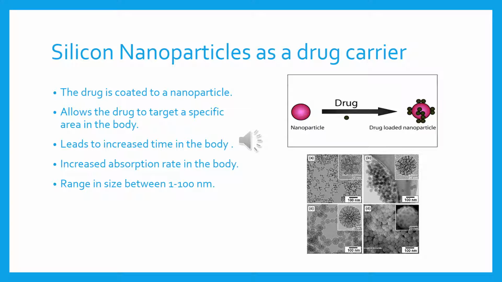Silicone particles can be used with doxycycline as a drug carrier. The purpose of nanoparticles is to coat the drug around a silicone base in this case. Now, this allows the drug to target a specific area in the body, leads to increased time in the body, increased absorption rate in the body, and the size of these nanoparticles ranges between 1 to 100 nanometers.